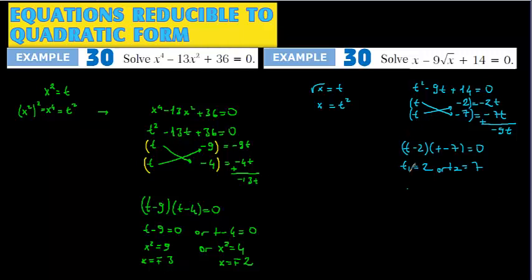Then here, if t1 is equal to 2, it means that root of x is equal to 2, so x1 is equal to 4. Or if t2 is equal to 7, which means root of x is equal to 7, and x2 is going to be equal to 49 in this question.